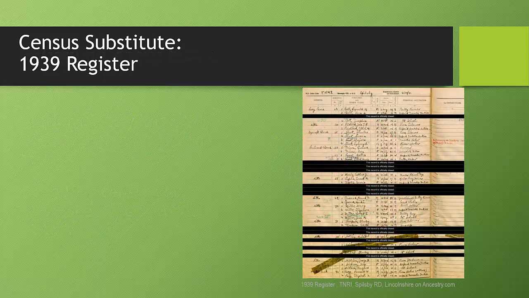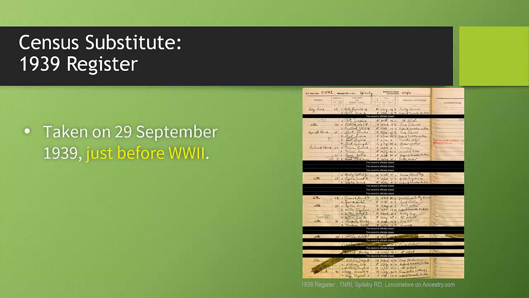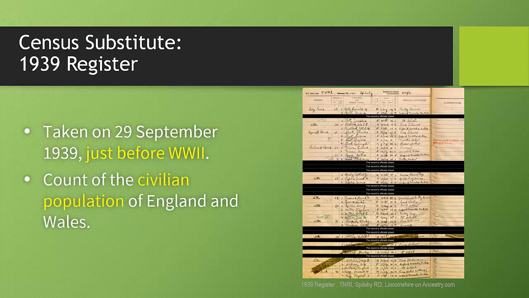Fortunately, we have an important census substitute for this time period with the 1939 register. This register was taken on the 29th of September 1939, just before World War II began. It counts the civilian population of England and Wales.